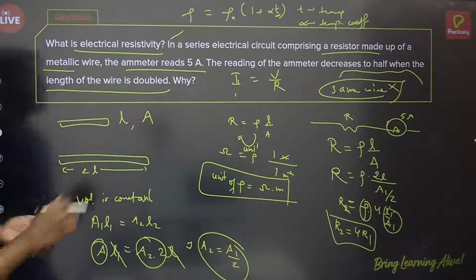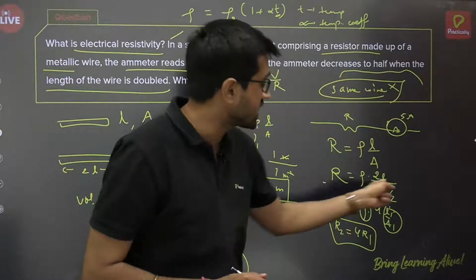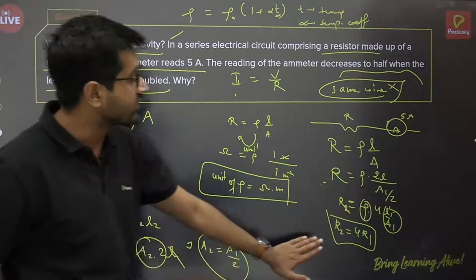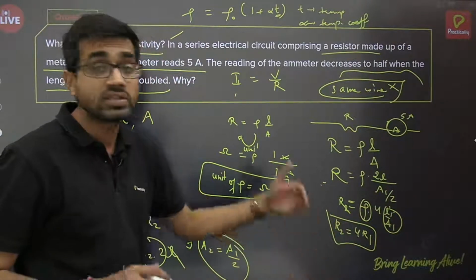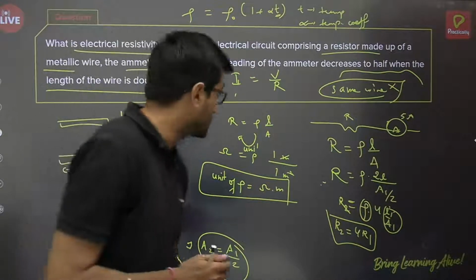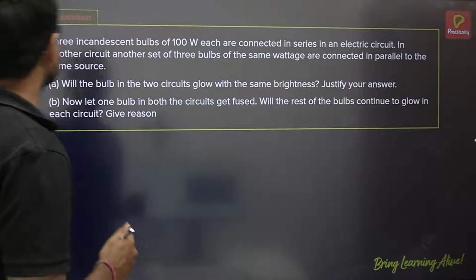The length of the wire is doubled. This means that the resistance has become 2L, the area hasn't changed. If the wire was the same, the net resistance would have become 4 times, the current would have reduced 4 times, right? Okay. Let's move to the next one.